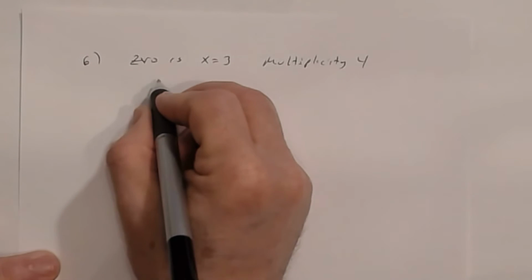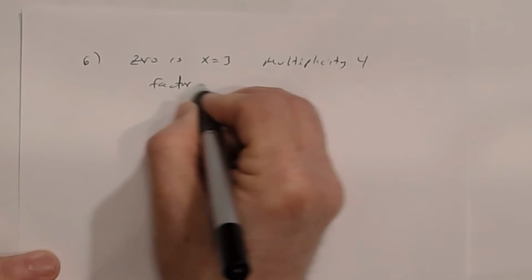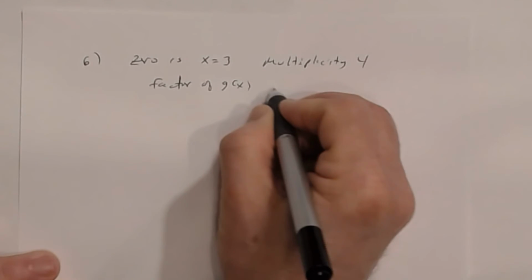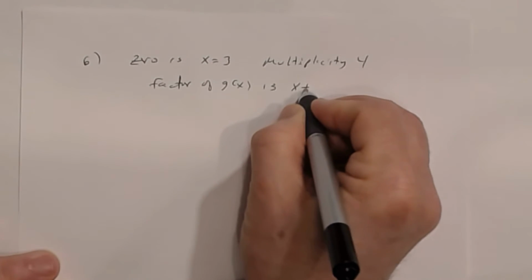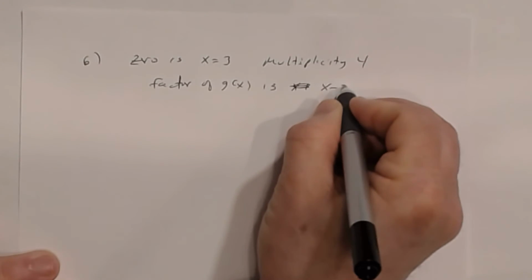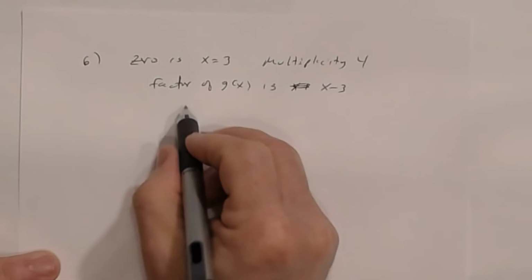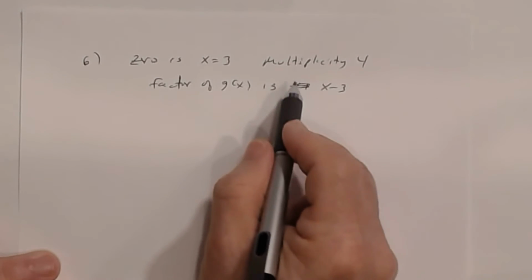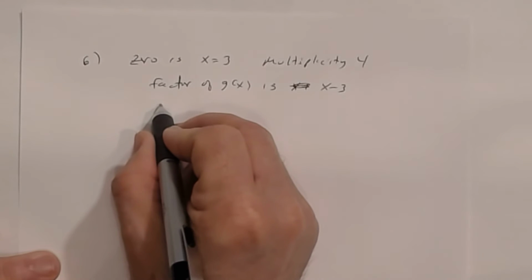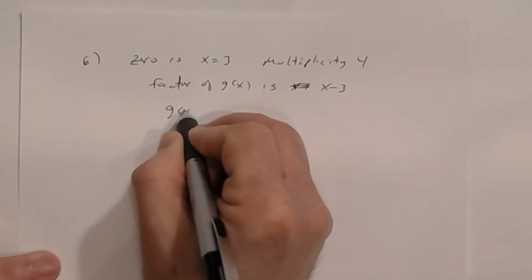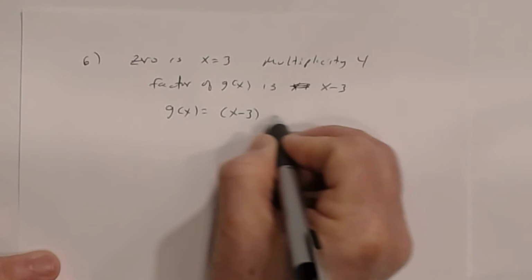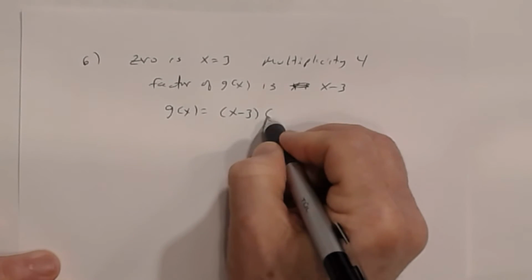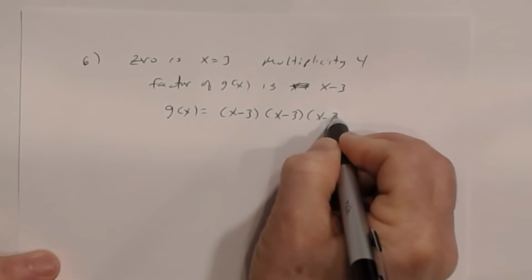So if x equal 3 is a 0, then the factor of this polynomial, and this is g of x, the factor of g of x is x minus 3. X minus 3. And so that's the only factor you can have. You can't have any other factor except a number in front of it. So you're going to say g of x will equal x minus 3, and it has multiplicity 4, which means you're going to have 4 factors, just like this.